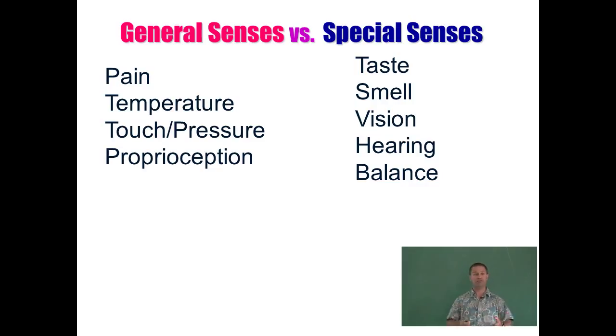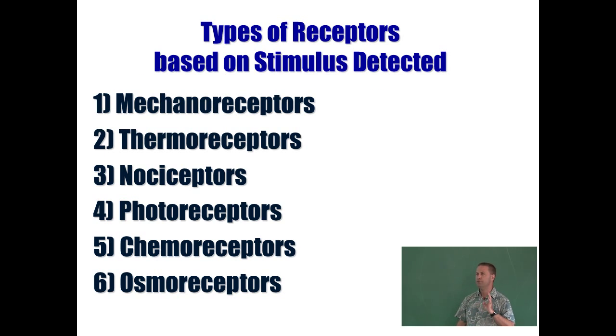On the other hand, special senses are located in the head. That's because mammals tend to be cephalized. All our special senses, such as taste, smell, vision, hearing, and balance, are located up here in the head. Okay, so the types of receptors. The receptors are basically evolved to detect certain types of stimuli. And we can classify these receptors based on the type of stimuli they detect.